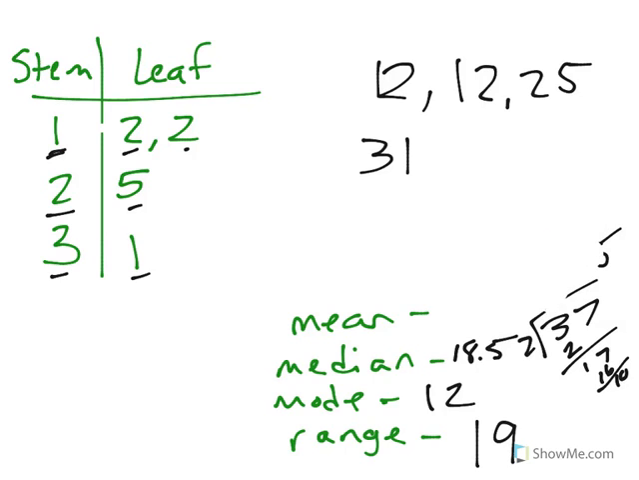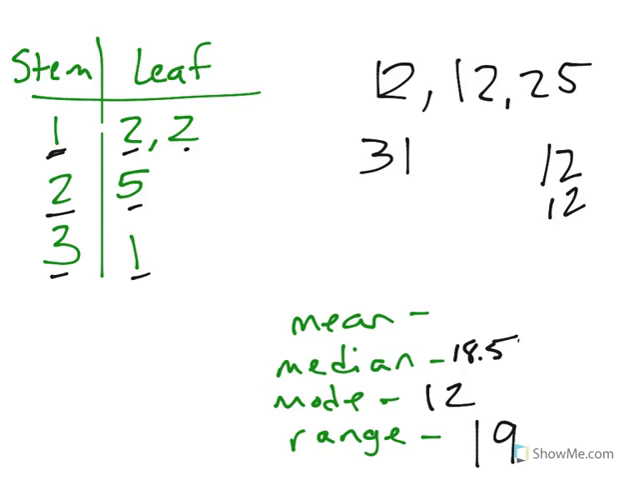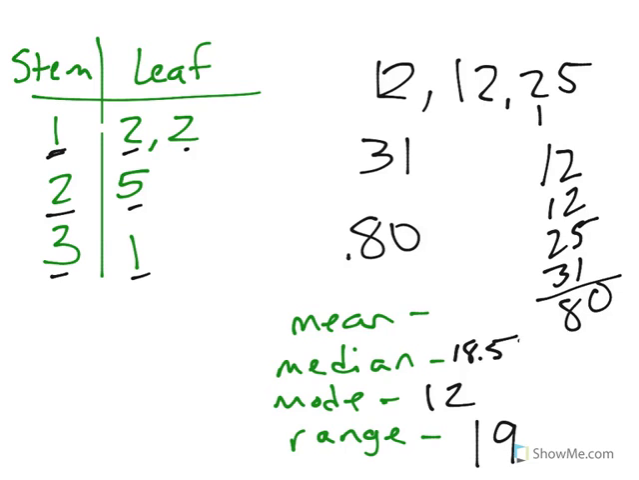And then we have to do our mean. So our mean would be 12 plus 12 plus 25 plus 31. So that's going to be 80. And we're going to do 80 divided by 5. And so it goes one time, which is 5, 30, 16. So our mean is 16.